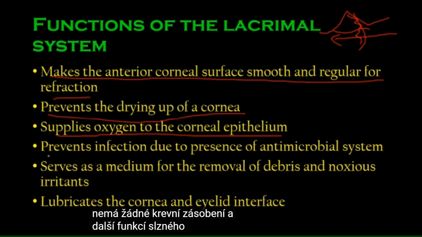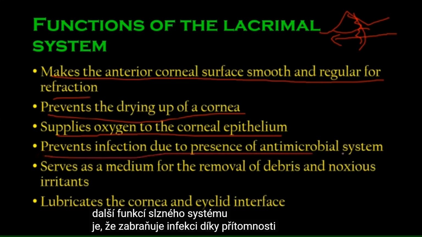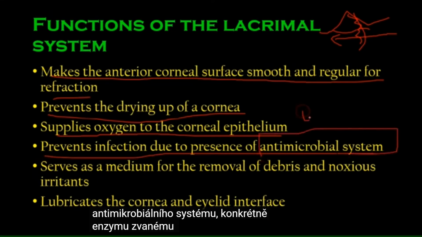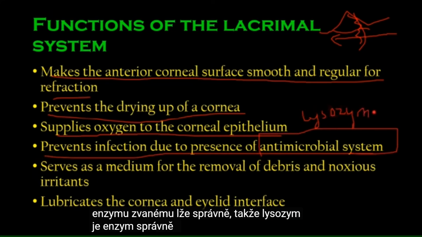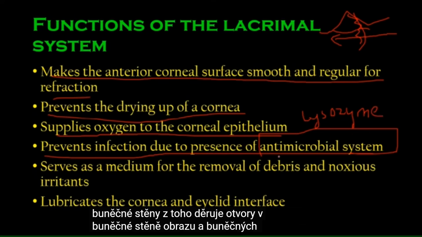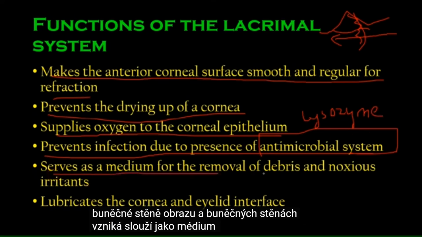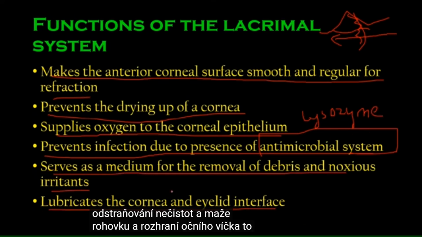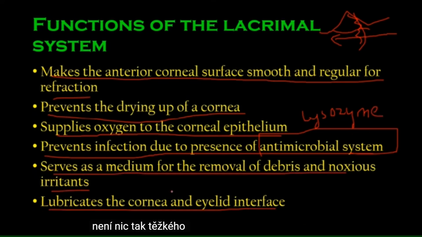Another function of the lacrimal system is it prevents infection due to the presence of an antimicrobial system, specifically the enzyme called lysozyme, right? So lysozyme is an enzyme, and it destroys the cell walls, it punches holes in the cell walls of bacteria. It serves as a medium for the removal of debris, and it lubricates the cornea and the eyelid interface. That's it. Nothing so difficult, right?